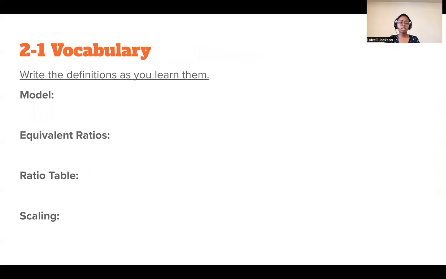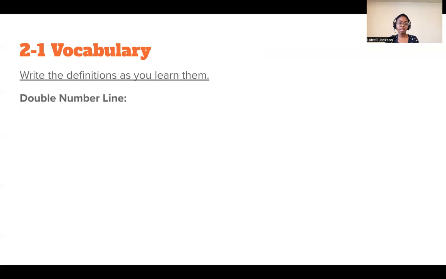All right, so we're going to talk about various different vocabulary words in our lesson. First, we're going to talk about model, then equivalent ratios, ratio table, scaling, and double number line. I want you to write these definitions down as you learn them.